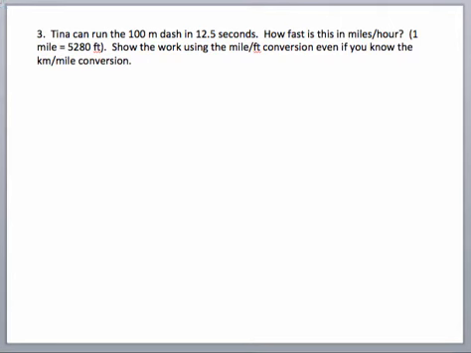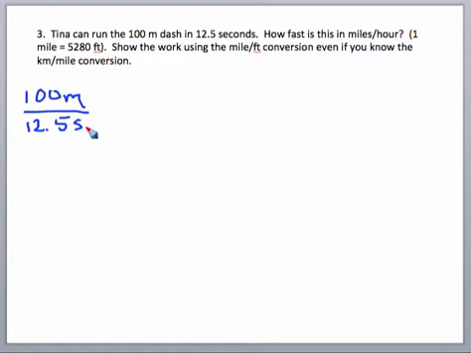Okay, so let's go through a handful of these problems. Let's just read through it. It says Tina can run 100 meters in 12.5 seconds. How fast is this in miles per hour? So this is going to be a conversion problem. We're going to start with our units, 100 meters in 12.5 seconds.